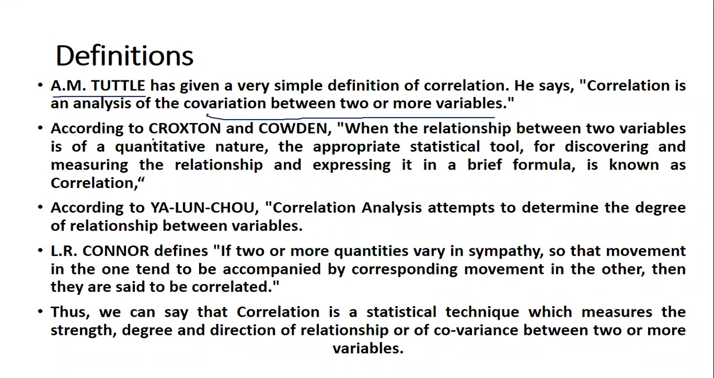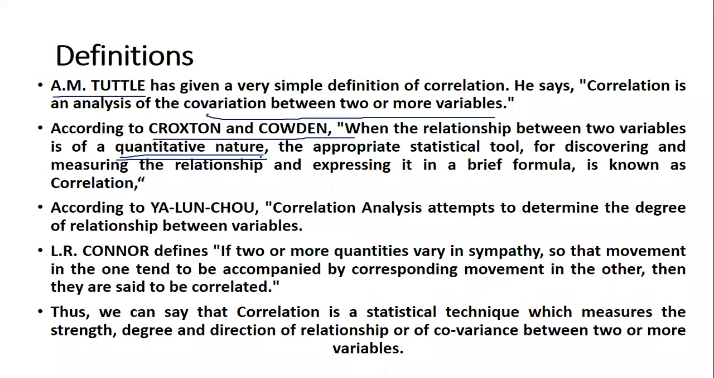Next, Croxton and Cowden. Croxton and Cowden is giving a different definition. Now, what is that definition? When the relationship between two variables of a quantitative nature, the appropriate statistical tool for discovering and measuring the relationship and expressing it in a brief formula is known as correlation. So first of all, we are trying to do it in a quantitative nature.